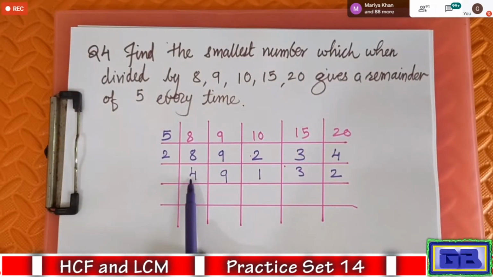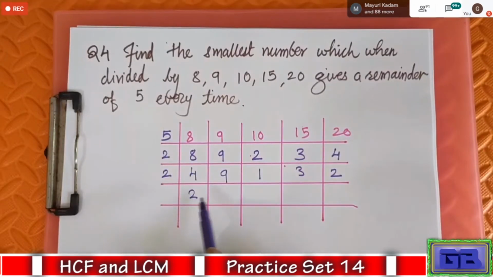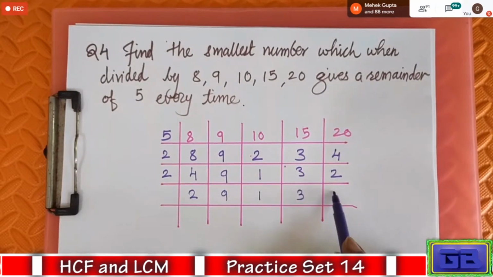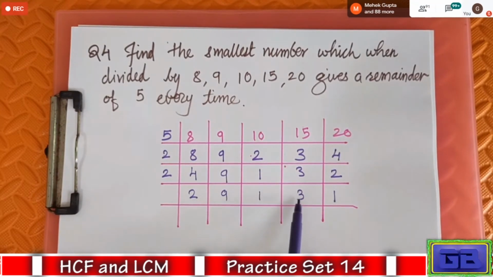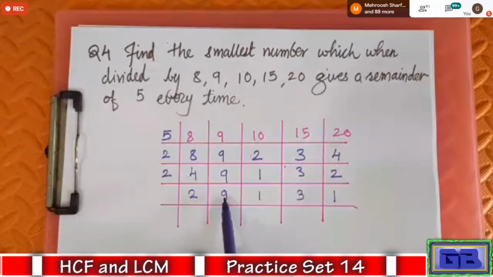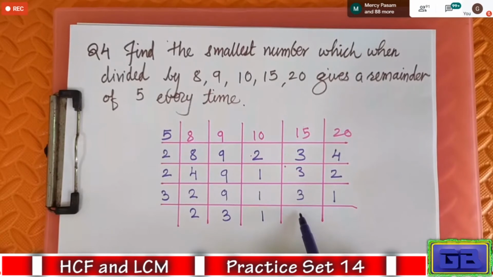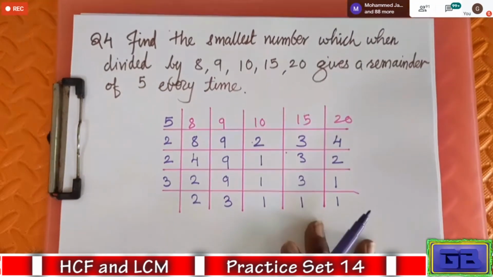Again here 4 is there, 2 is there. I will take again 2. 2 twos are 4, 9 as it is, 1 as it is, 3 as it is, 2 ones are 2. Now we will take 3 as a common. 2 as it is, 3 threes are 9, 1 as it is, 3 ones are 3 and here 1. Now these numbers and these numbers will multiply, then we will get LCM.